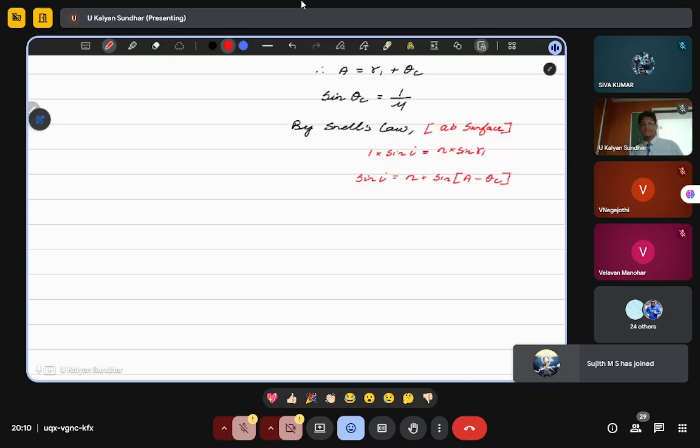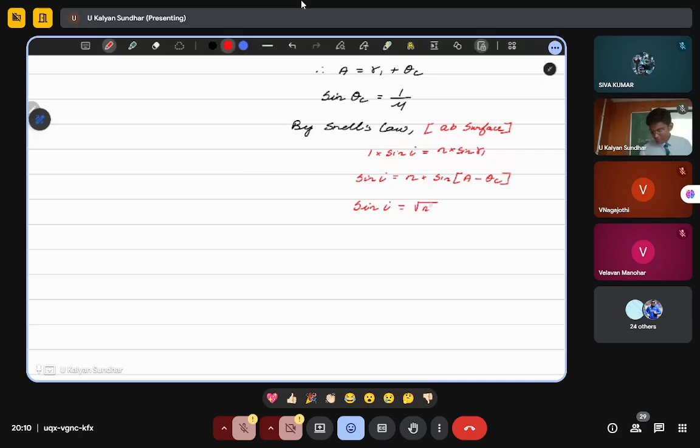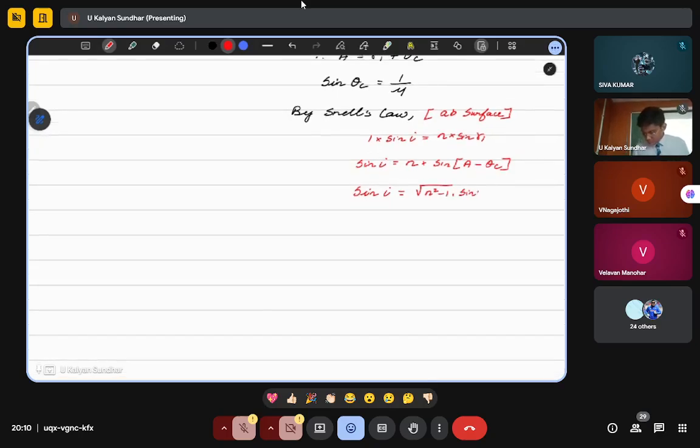sin A minus B, I can write it as sin A cos B minus cos A sin B. By substituting all this together, you will get sin I will be equal to under root of your refractive index square minus 1 into sin A minus cos A. Okay, sir. I have taken mu, okay, then change it to mu.